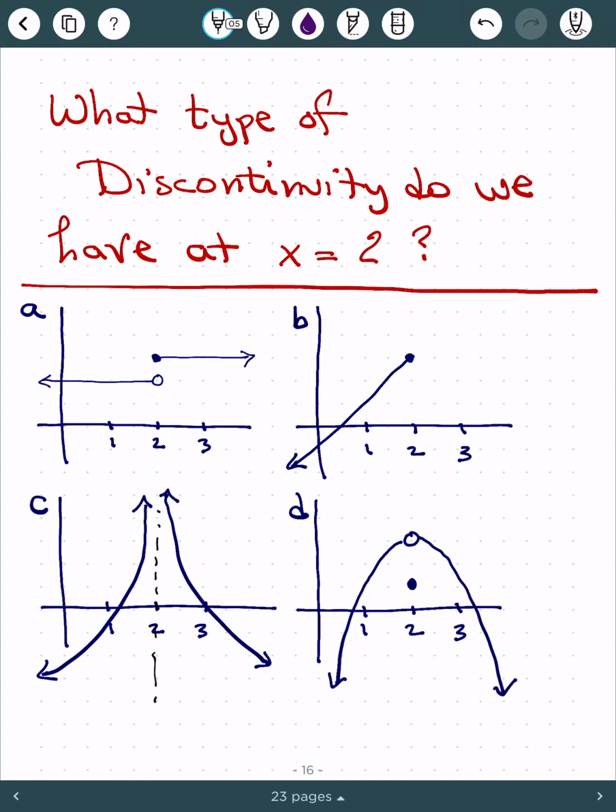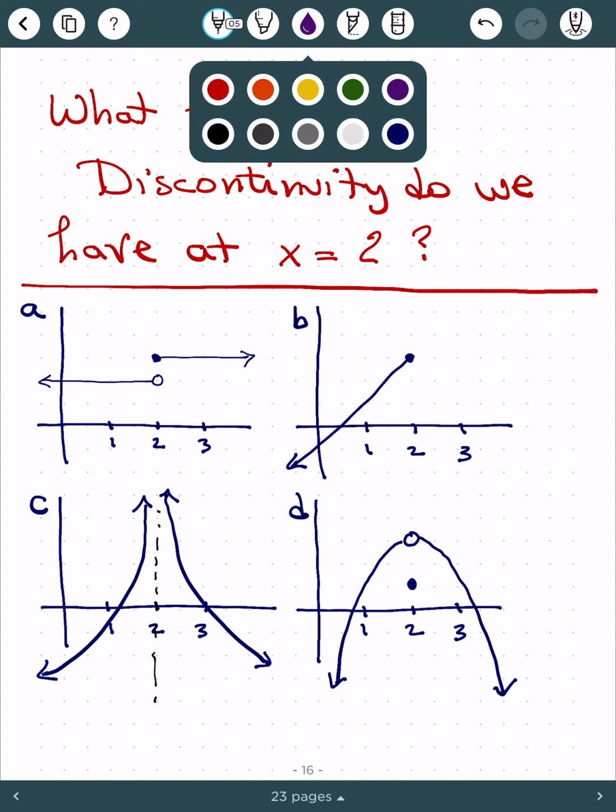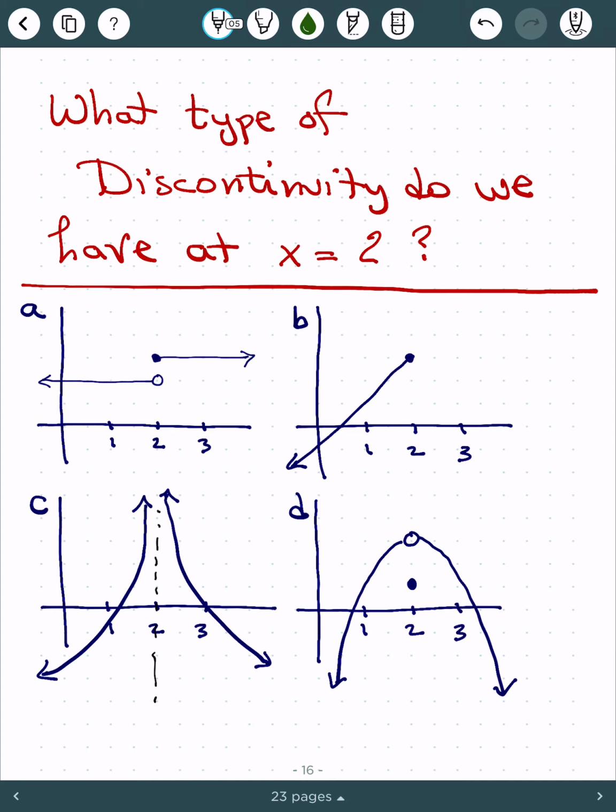All right, so time to test yourself. What kind of discontinuities do we have at x equals 2? So take a look at this first one, A. What do you think? All right, if you said jump discontinuity, you're correct. How about B? Right, so that's an endpoint discontinuity because it just ends here.